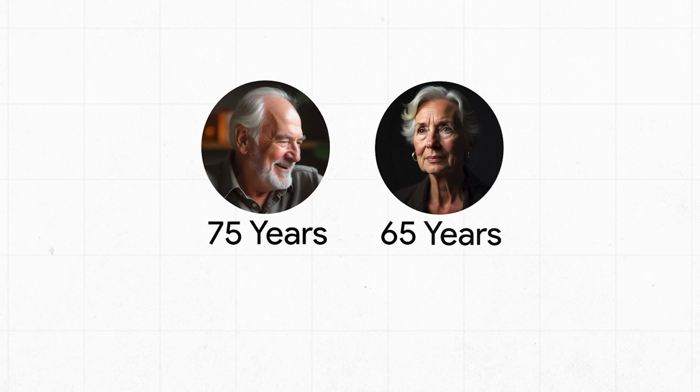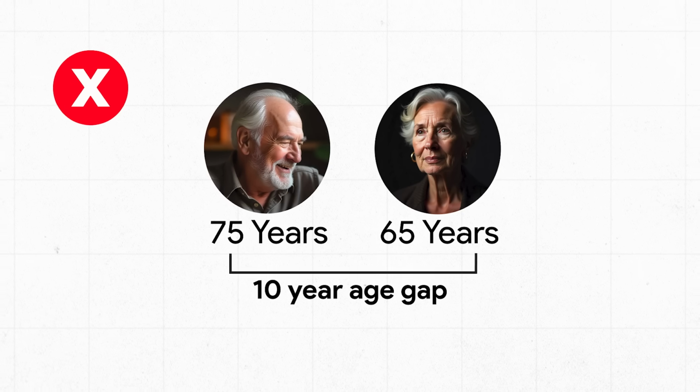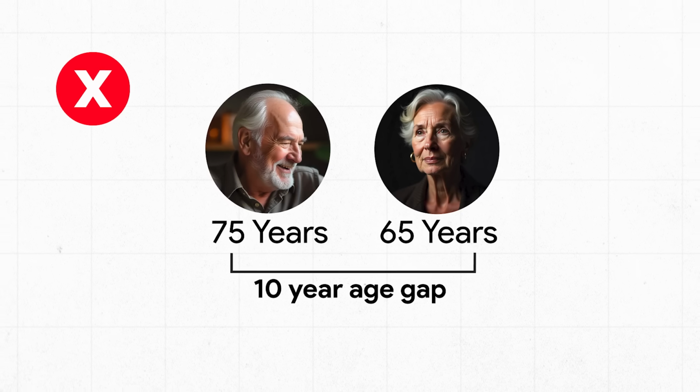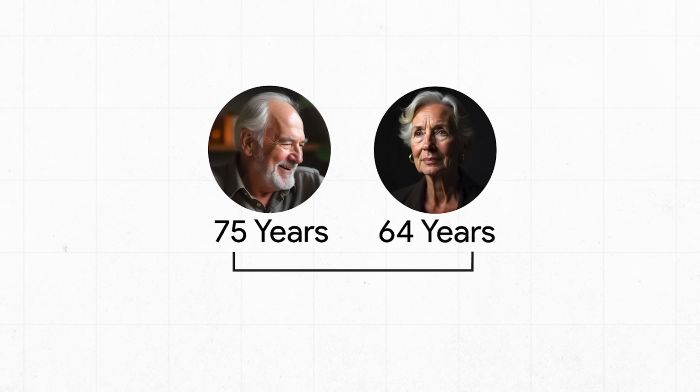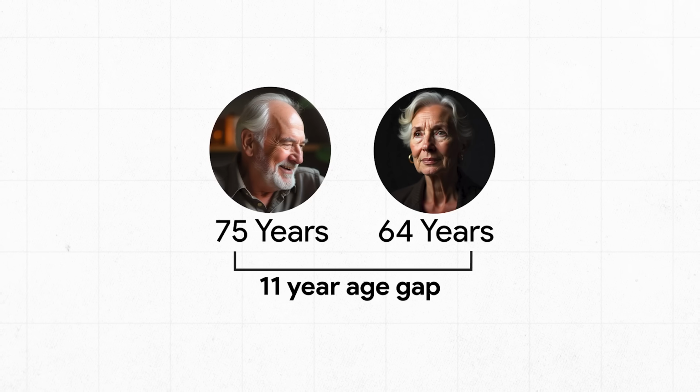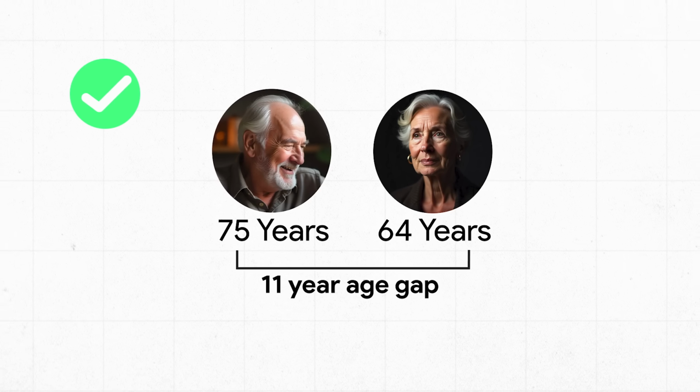It's not just 10 years younger, it's more than 10 years younger, so at least 11 years younger. Here's what that means in practice. If you're 75 and your spouse is 65, that's a 10-year age gap. That does not qualify. You would still have to use the Uniform Lifetime Table. But if you're 75 and your spouse is 64, that's an 11-year age gap. That does qualify, and you get to use the Joint and Last Survivor Life Expectancy Table.